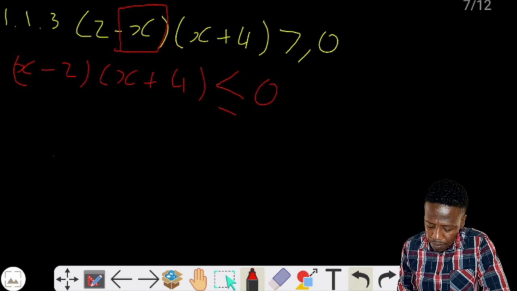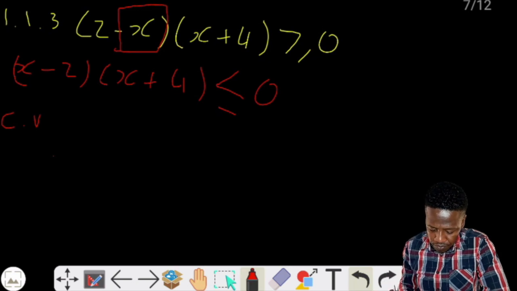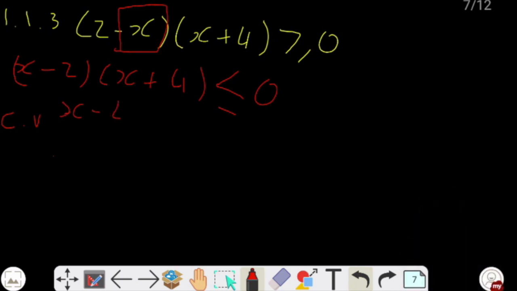Right? Next step, remember what you need to do is find your critical values, right? Now in this case, your x minus 2 should be greater or equals to 0, or your x plus 4 should be less or equals to 0.